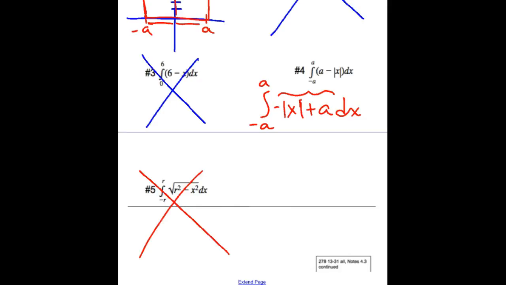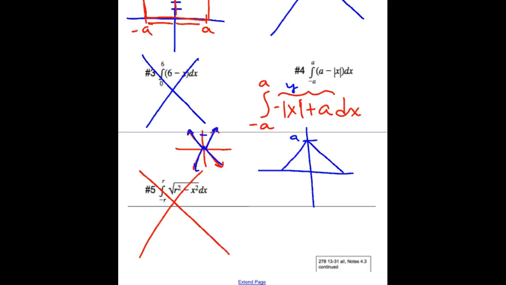It's the absolute value function, which, I'm using this off to the side, looks like this. But the negative in front flips it over so it looks like this. And the plus a moves it up the y-axis, because it's adding, remember this is y equals. So my graph of this one is going to be an upside down v, because the negative flips it over, but it's going to be moved up a, and it's going to hit at a, and I'm to find the area of that triangle.